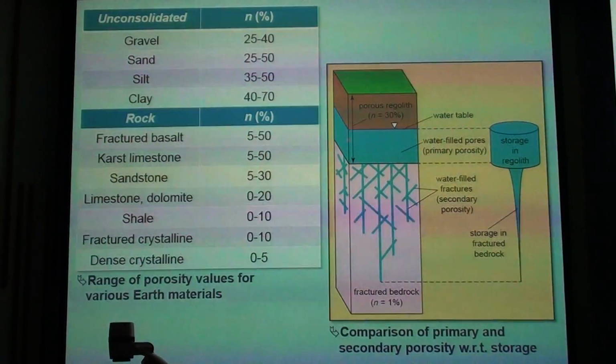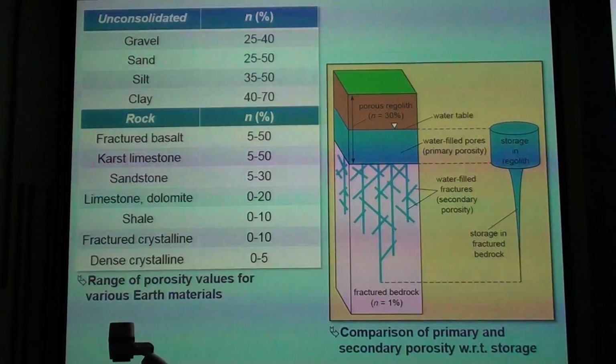Here's a clastic rock sitting on top of a fractured crystalline rock. This porous rock here, or regolith, has 30% porosity. And here, this stuff on average only 1%. You can see the big difference it has in the amount of water stored in the rock itself. There's a lot of water in here, 30% of that potentially is water. This here, only a tiny amount, only 1%.